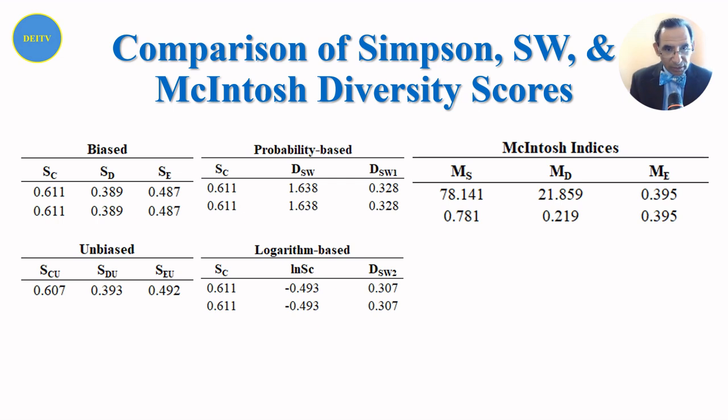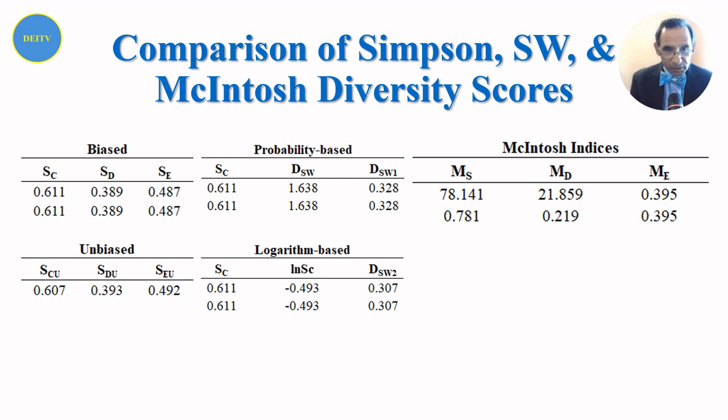When you subtract that from 1, that gives you the diversity score of 0.389. When you divide the 0.389 by the maximum value, that gives you a biased standardized score of 0.487. And again, that states that the organization obtained 49% of the maximum possible value.